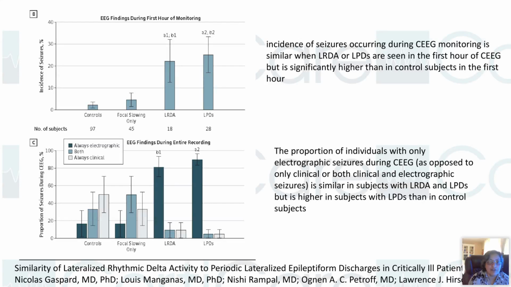So here you are seeing electrographic. The dark blue-green is electrographic. And then we have both kinds of seizures, slightly lighter, this greenish color, and the lightest of all is always clinical seizures, right? Again, let's compare LRDA versus LPDs. This is the entire recording, so 12 to 24 hours of recording. You see 80% seizures in LRDA and about 85% in LPDs. Again, it's not a significant difference to say LPDs have higher prevalence than LRDA, right? But if we compare this to controls and patients with focal slowing, of course, there is a high prevalence of seizures in patients with these two patterns.